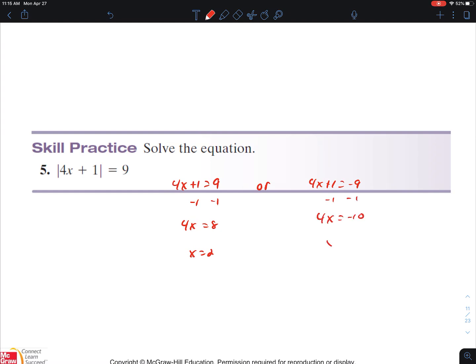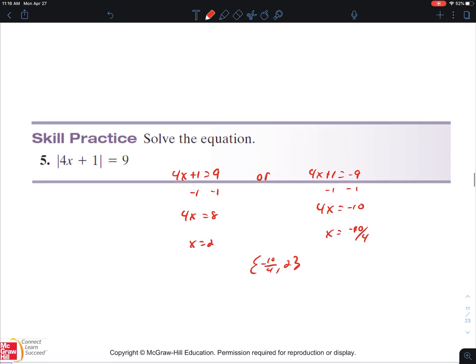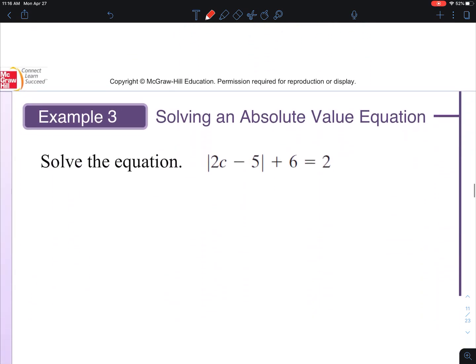So it's going to be -10. So x is equal to -10 divided by 4. And your solution set is going to be the following. No need to write it as a mixed number.